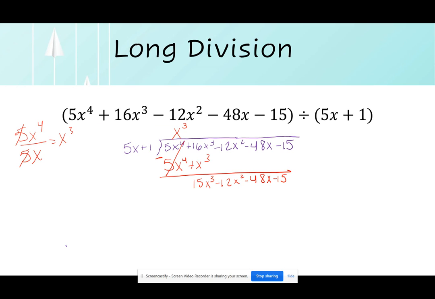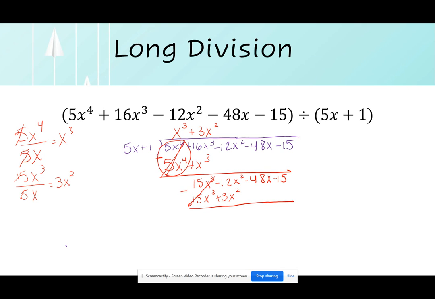Now do the same thing. We do 15x cubed divided by 5x. So this becomes 3x squared. So we're going to add that up top here and multiply it by your 5x plus 1. So we get 15x cubed. So every time your first terms should cancel out or else you divided wrong. So 15x cubed plus 3x squared.